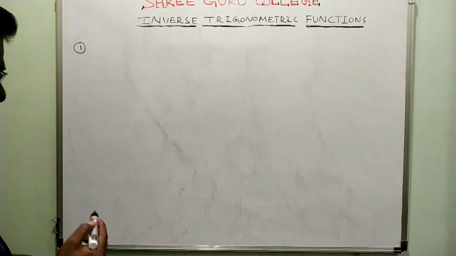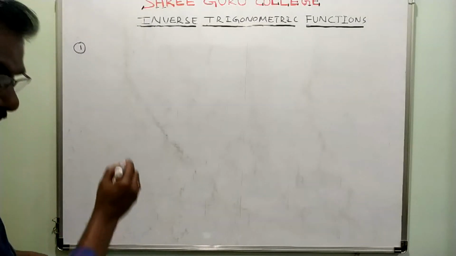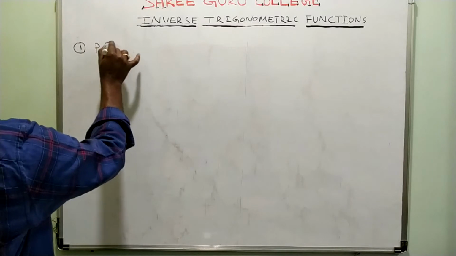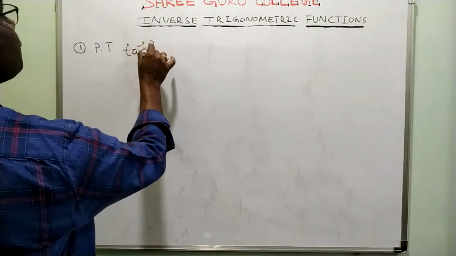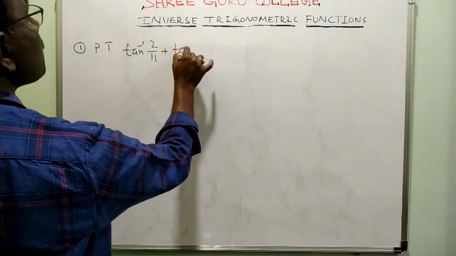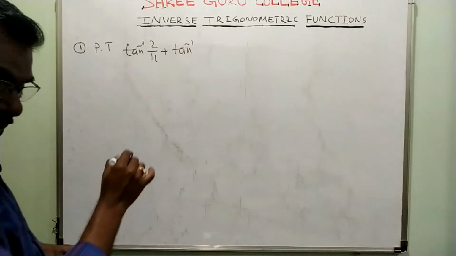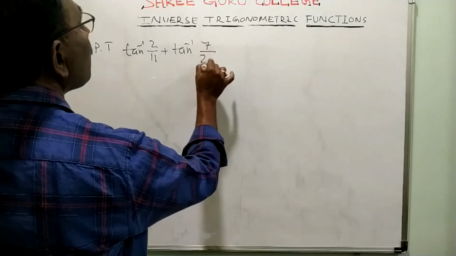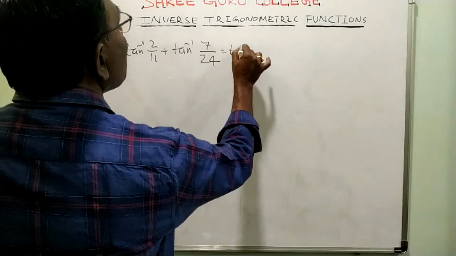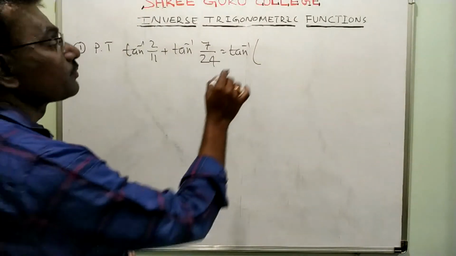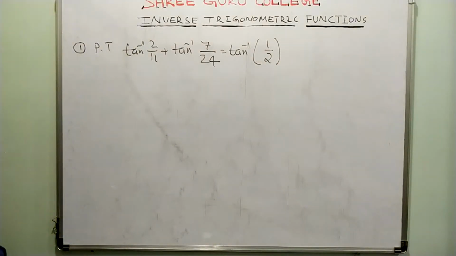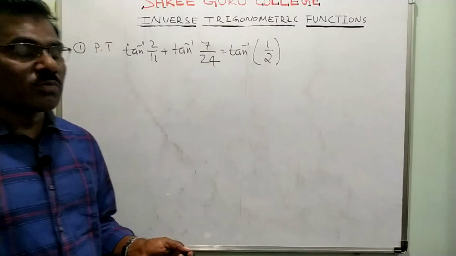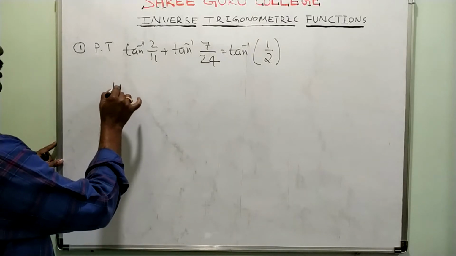Number 1, prove that tan inverse of 2 by 11 plus tan inverse of 7 by 24 is equal to tan inverse of 1 by 2. Take LHS.